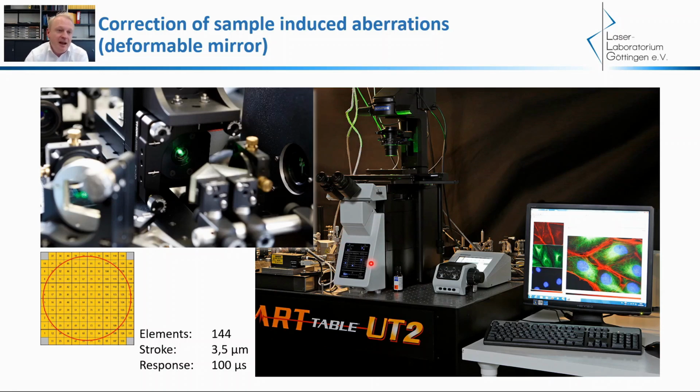So for example, in my lab we are using a deformable mirror, which you see here, which is just placed before the scanner of this STED microscope. The deformable mirror consists of 144 actuators, so 144 elements, and it has a stroke of 3.5 microns, which is more than 4 wavelengths, and it is pretty fast, with a response time of 100 microseconds, which is in the order of the time we need to record only a few pixels. So compared to the time we need for recording a whole image, those elements are extremely fast.